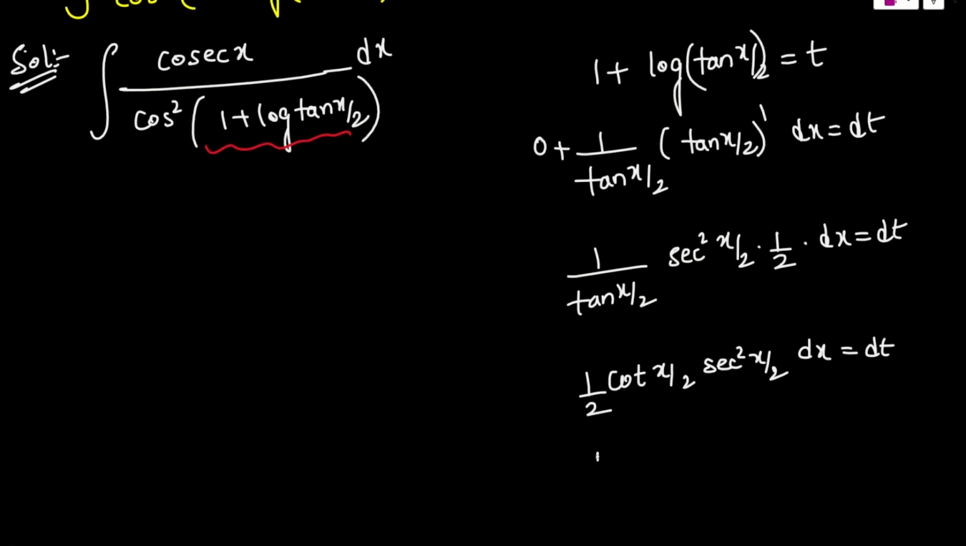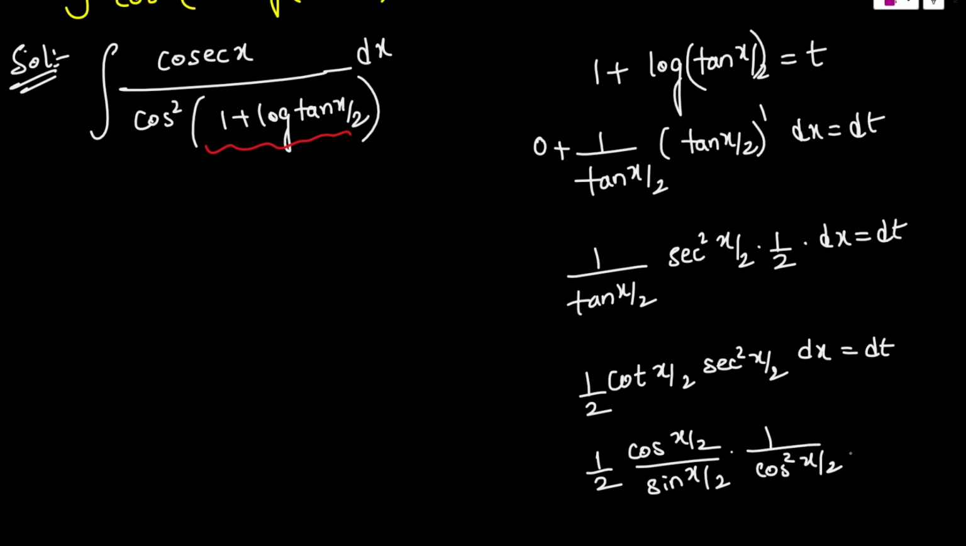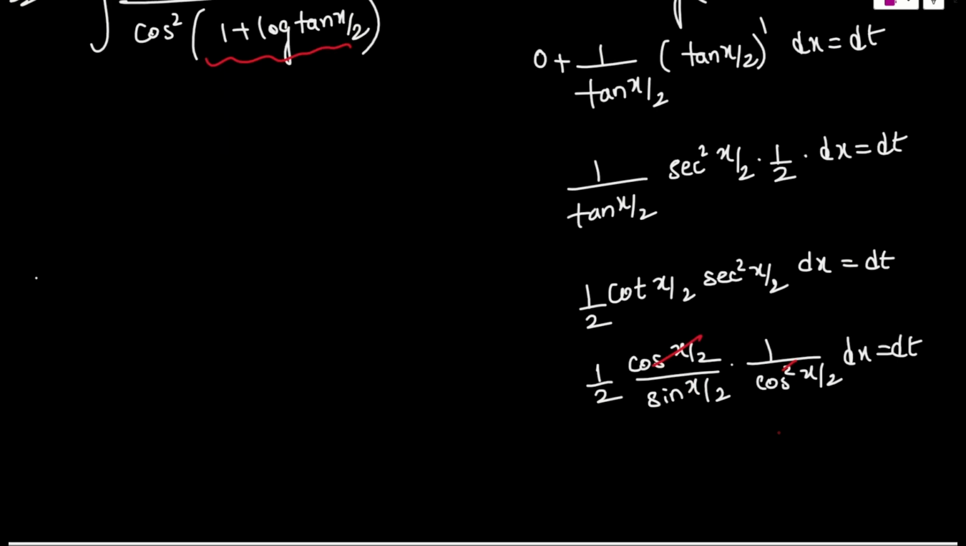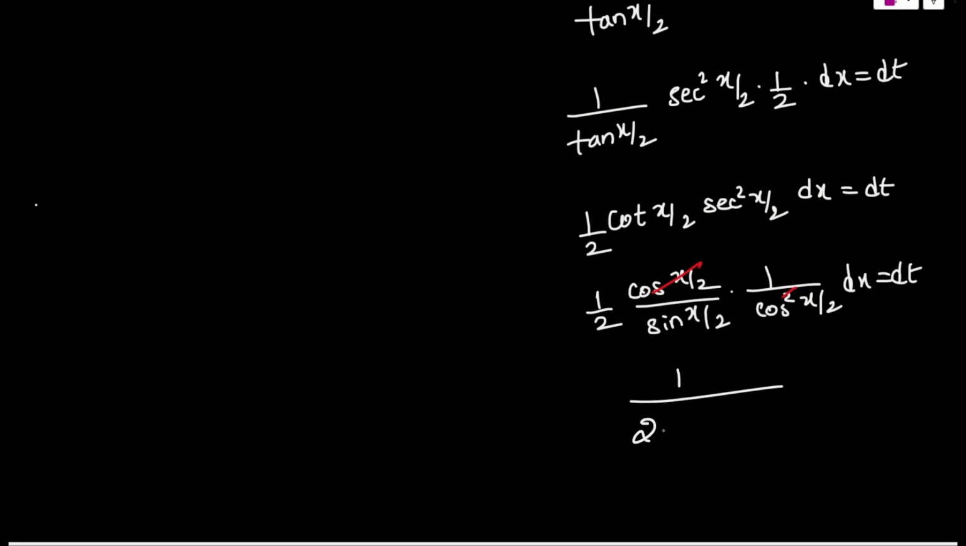Cot is nothing but cos by sine. I'll write the same thing here: cos x by 2 by sine x by 2. We know that secant is the reciprocal of cos, so this will be cos square x by 2 into dx must be equal to dt. Why I have written this: because I can cancel one cos from the numerator and the denominator. What I will get here is, denominator will be 2 times sine x by 2 into cos x by 2, into dx must be equal to dt.